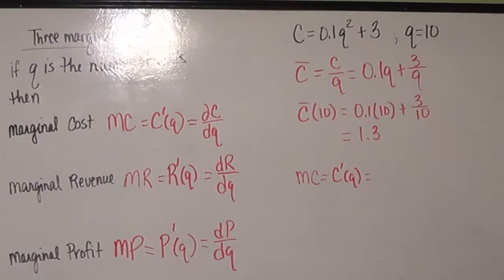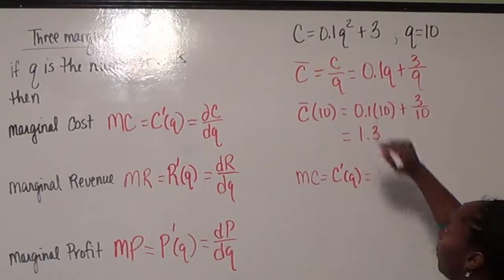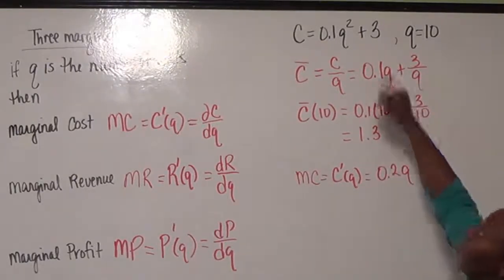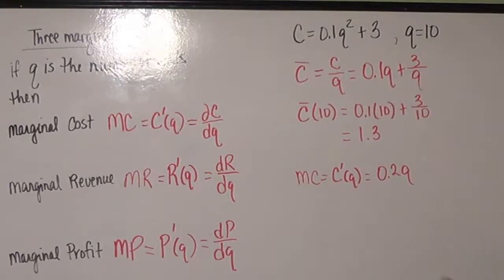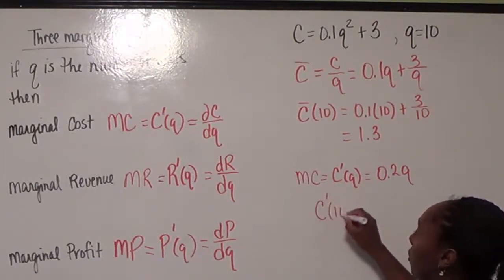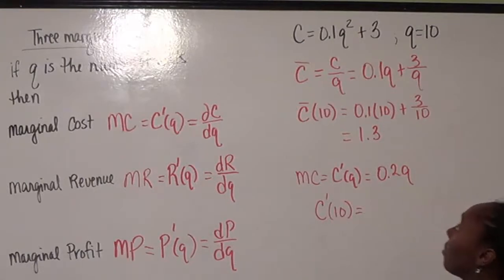Okay, so using our basic properties from the last time, C prime of Q says that it's going to be 0.2Q, and again the derivative of 3 is just 0, so there's our marginal cost function. If we look at the marginal cost when there's 10 units, we can see we're going to get a 2.